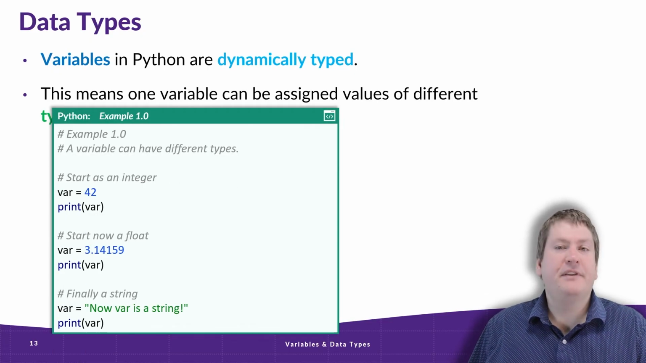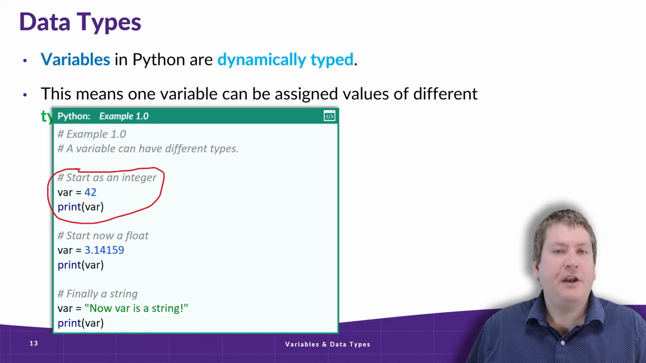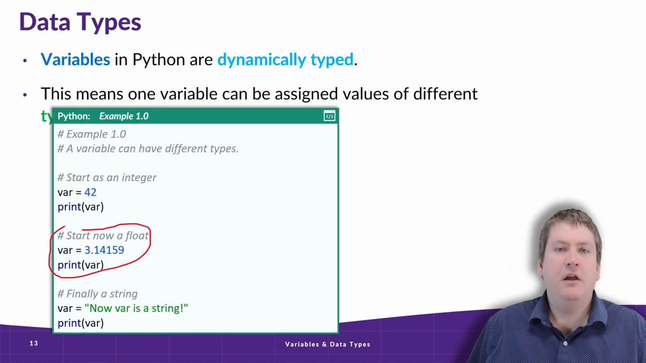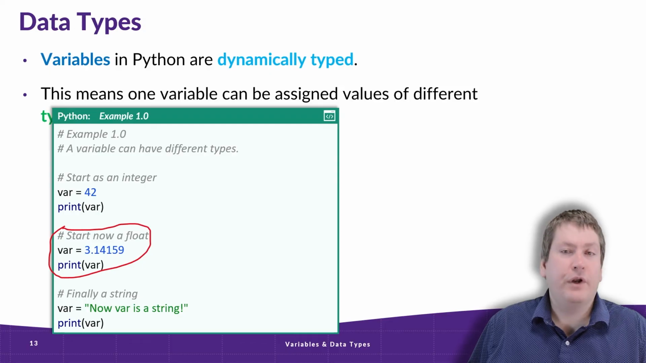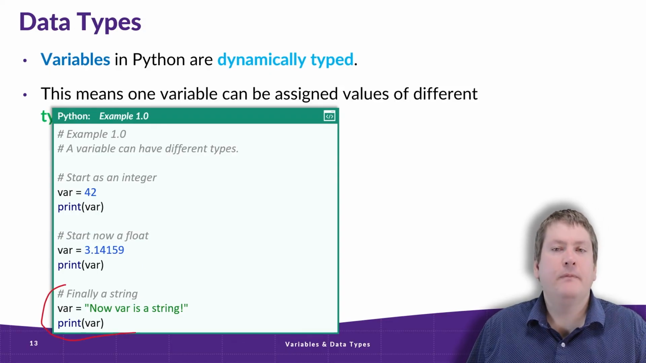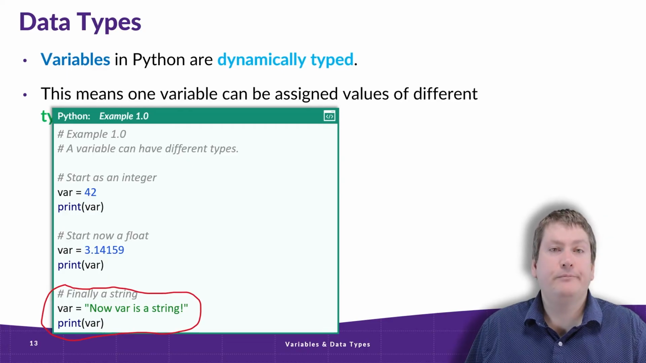Let's take an example to see what I mean. Here we have a variable named var, and we are first assigning it an integer value and then printing that value to the screen. Next, we're assigning var a new value, and this time it's a floating point number, and also we're going to print that to the screen. Lastly, we assign it a string value and then print that.